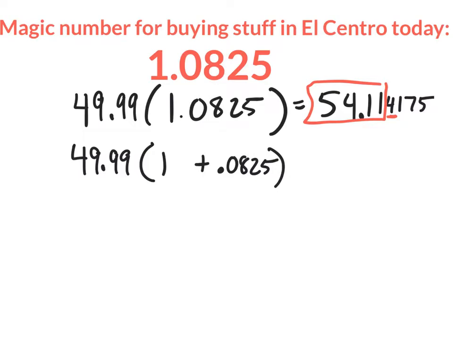So on the last video on calculating taxes, I mentioned this magic number for El Centro right now, 1.0825. I explained how it works because if you were to separate the 1.0825, you have a 1 right here plus the rate, but as a decimal, the percent as a decimal. So maybe I shouldn't emphasize the magic number 1.0825. Maybe we should leave it as 1 plus 0.0825 and do this on a calculator, and you will get the same answer, $54.11 that we got on the video, right?